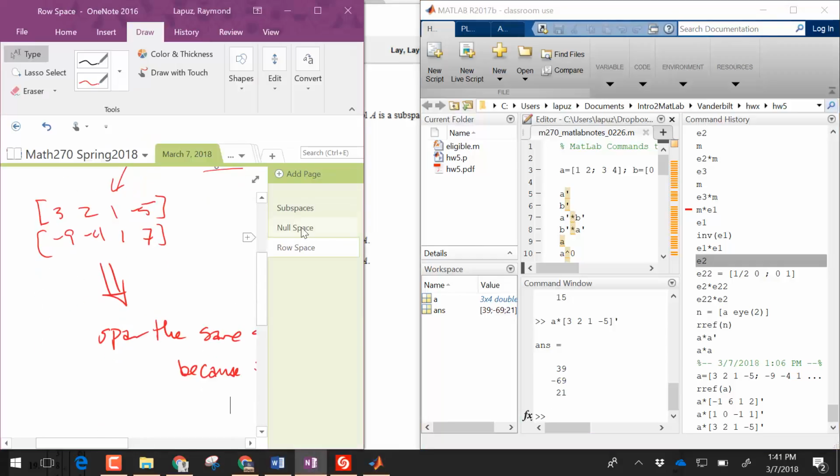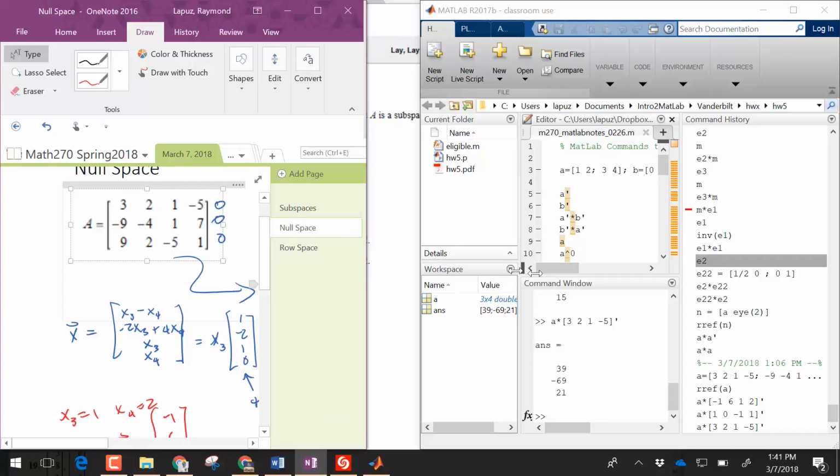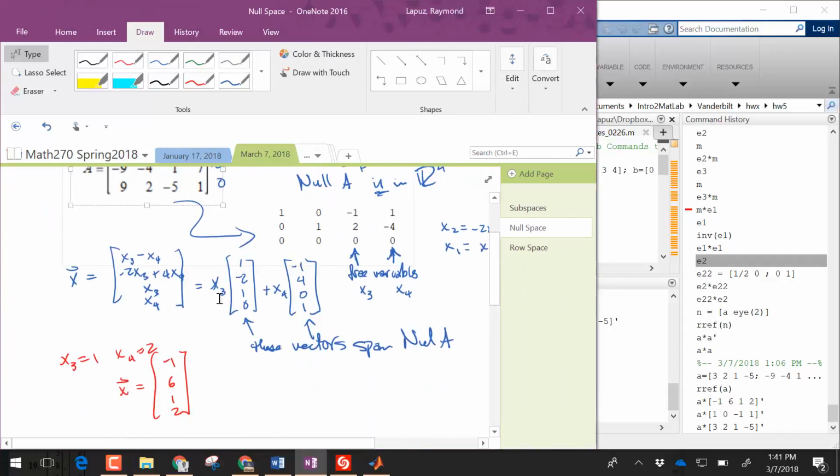I think you were looking at the previous. Yeah, and this is all about the null space. So everything in here would give you 0. Oh, yeah, okay.